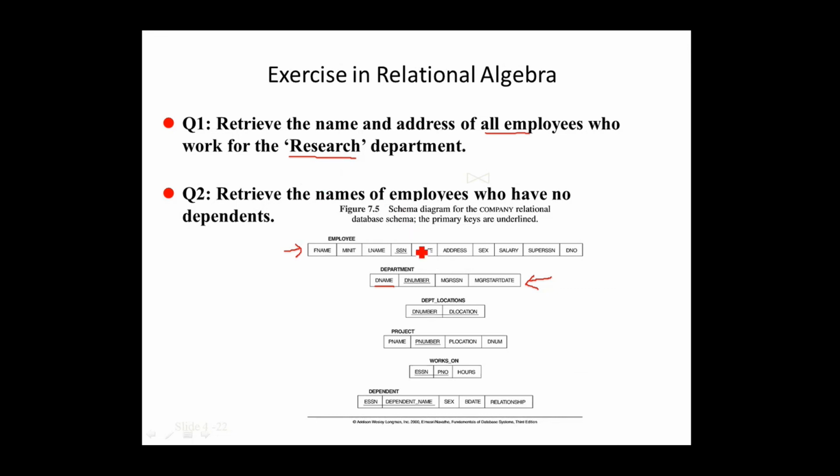So if I want to print name and address of employees who belong to the department by name research, what do I have to do? I have to join these two tables using the department number. And then I have to project what? We just have a name column here, name and SSN. Here it is first name, middle name, last name. Let's consider this to be just name and SSN. I have to project these two columns.